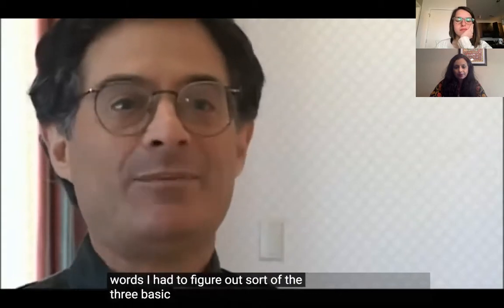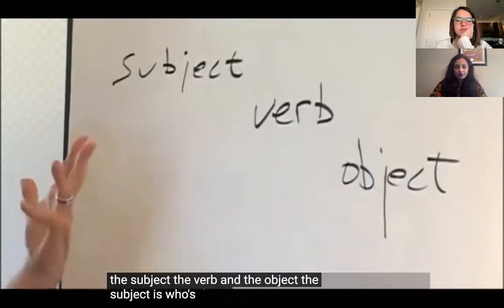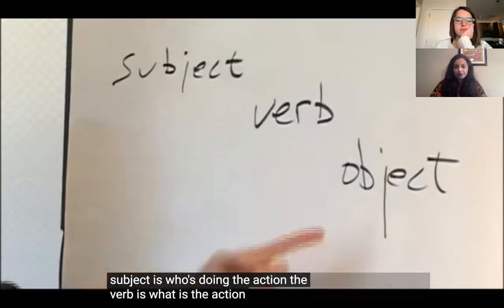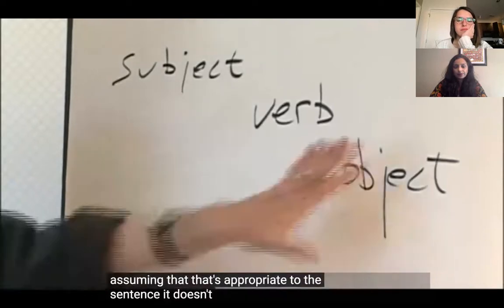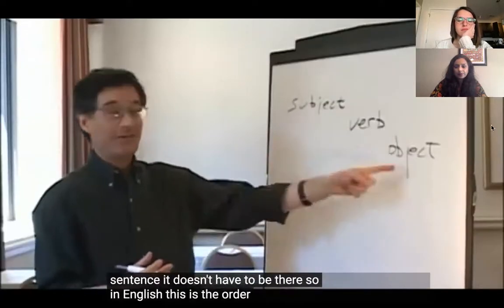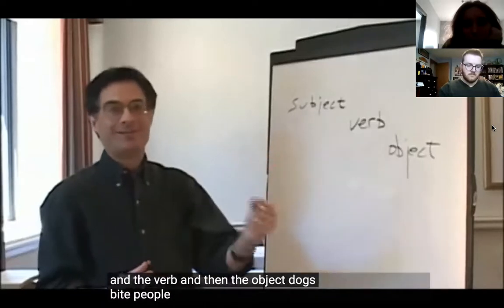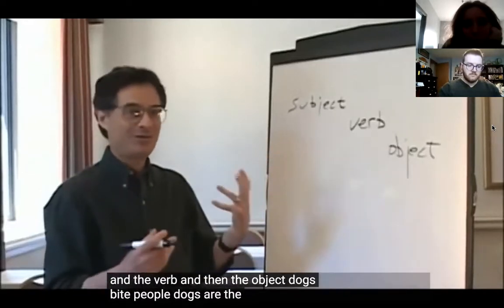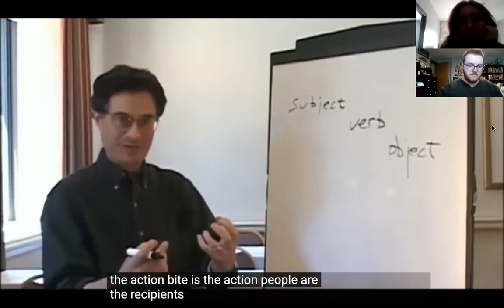The three basic elements in a sentence are the subject, the verb, and the object. The subject is who's doing the action. The verb is what the action is. And the object is who's receiving the action, assuming that's appropriate to the sentence. It doesn't have to be there. So in English, this is the order: the subject and then the verb and then the object. Dogs bite people. Dogs are the things doing the action. Bite is the action. People are the recipients of the action.